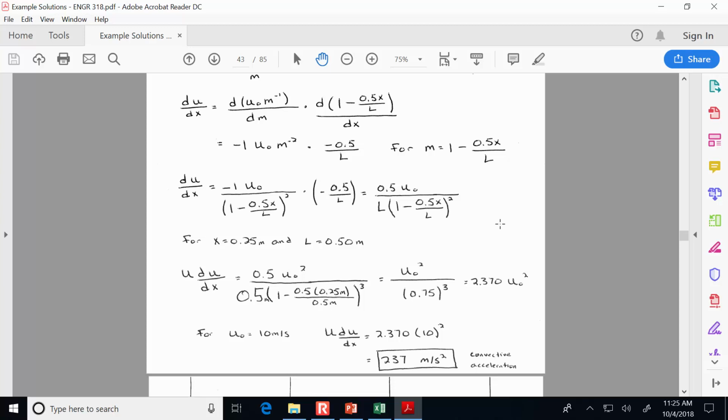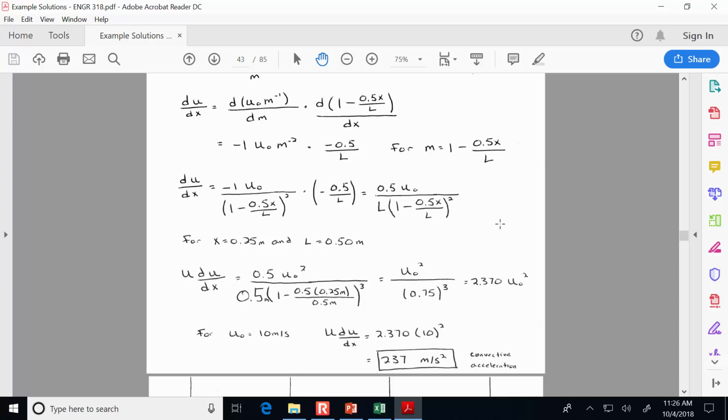Okay, so that is 0.5, if we combine it all together, 0.5 u naught divided by L times (1 minus 0.5x divided by L), and all of that squared. So let's see. Just combined it together. The two negative signs cancel each other out. So once we combine the two terms, that negative sign is no longer in the equation. And then we've got L multiplied by (1 minus 0.5x divided by L) squared. Okay? Any questions so far?